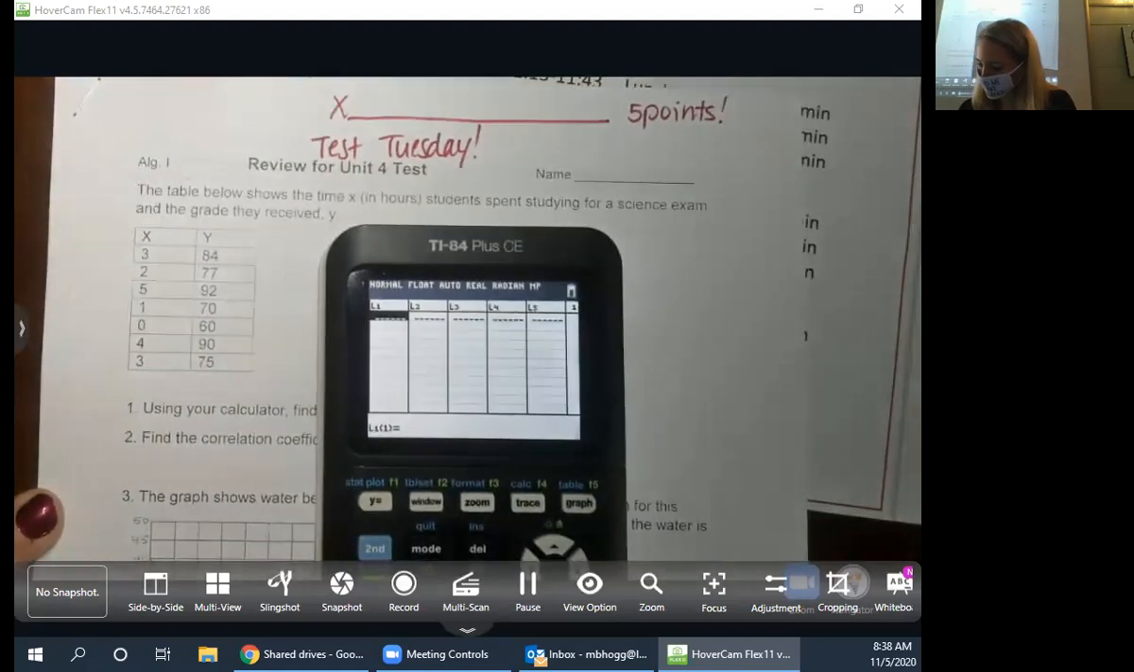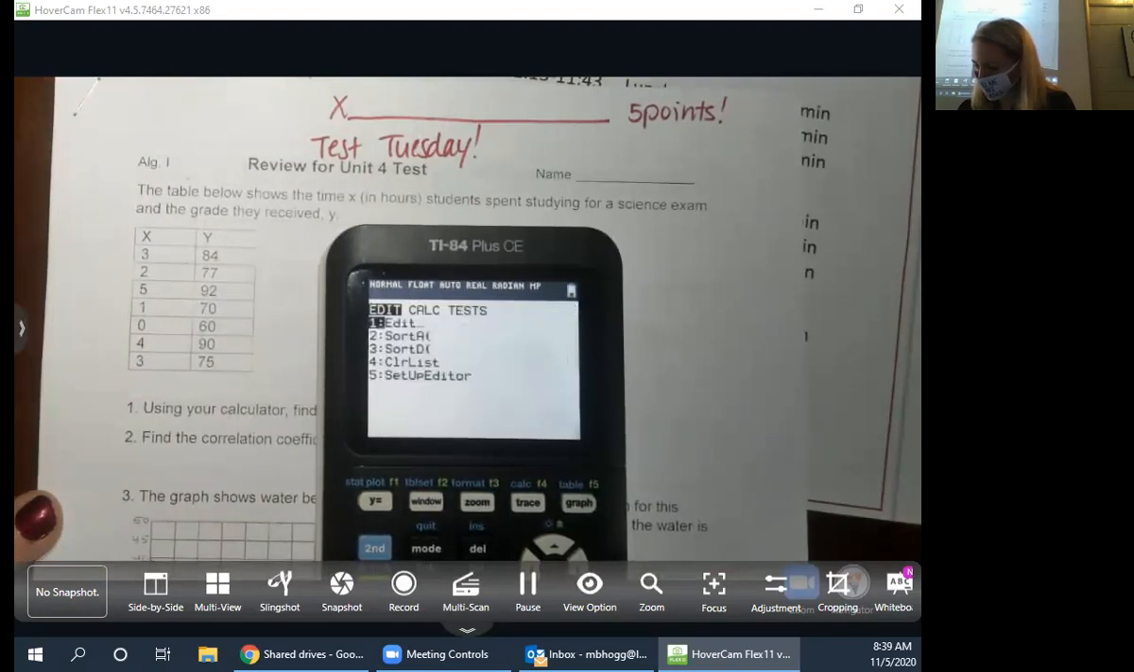So let's go ahead and put this inside edit. You put your L1s, your X's in L1. The mode should still be on, so just do your normal stat, calc, 4, enter. It's the R. Stat, calc, option 4, enter 5 times.